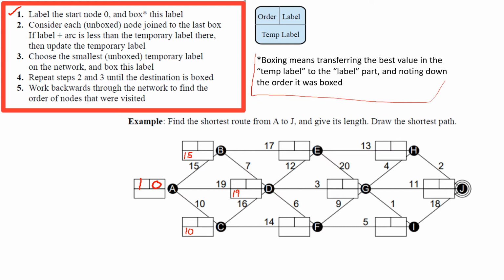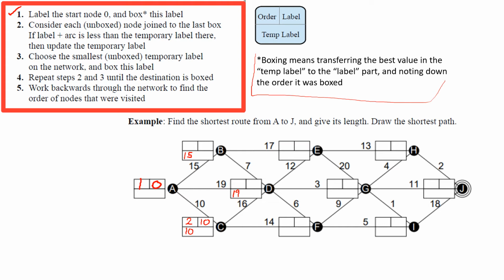Now, step 3. Choose the smallest unboxed temporary label and box this. We've got a choice between a label of 15, 19, and 10, and we want to pick the smallest one, which is C. So we're going to box this. Remember, boxing means transferring the best value in the temporary label to the label. So we're going to now write 10 as our permanent label, and the order it was boxed, it was the second thing that we boxed.